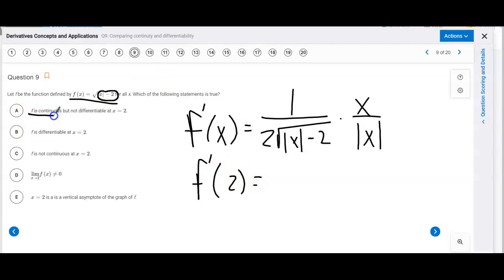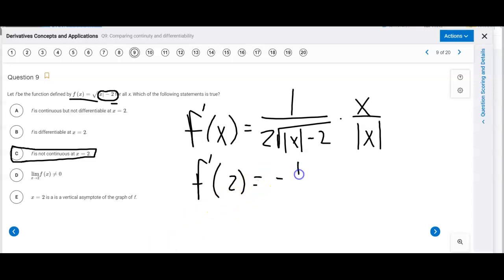We plugged in 2 to the original function to see if it's continuous. Oh, I didn't see it said not differentiable. We'll see. I know it's continuous. We'll say it's continuous. I don't know about this top one, actually, because I haven't checked differentiability yet. But that's what we're checking right now, so let's do it.